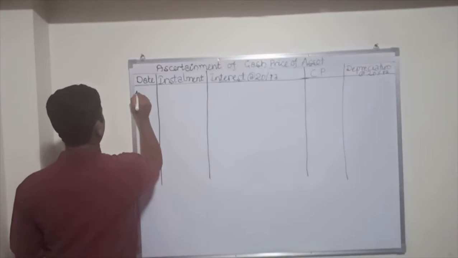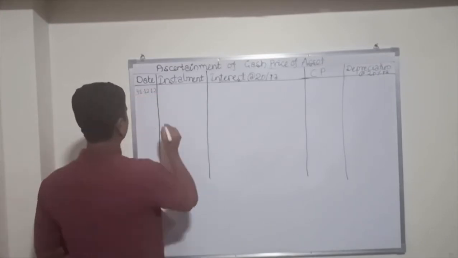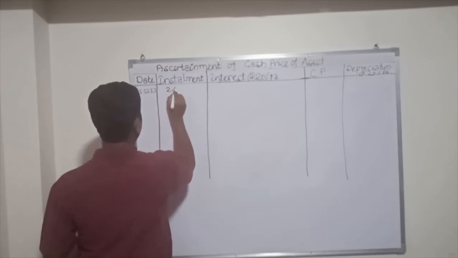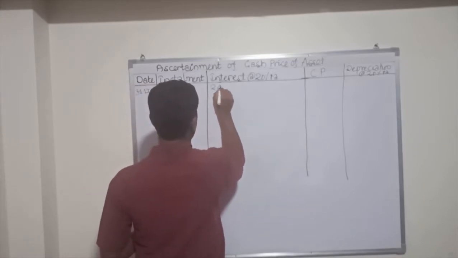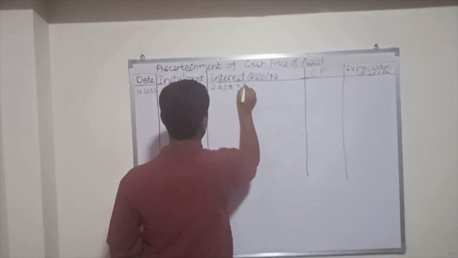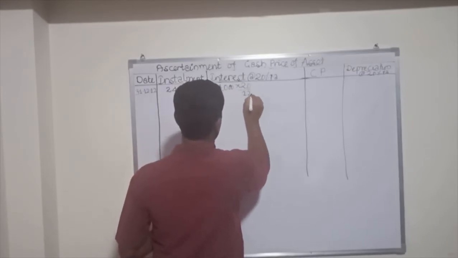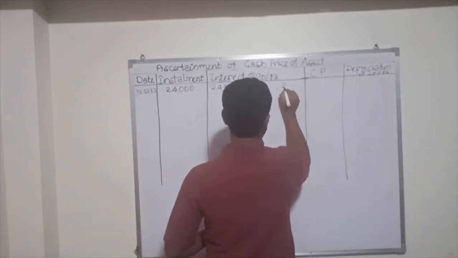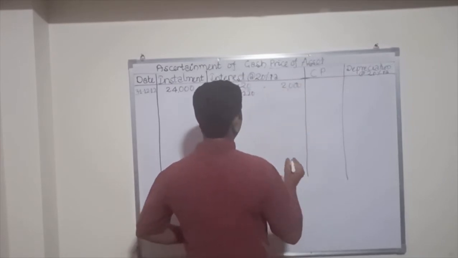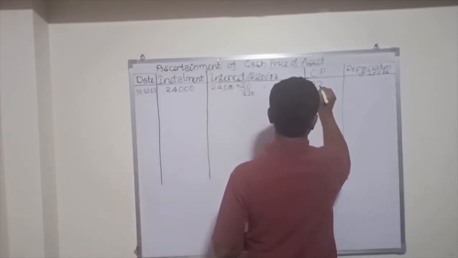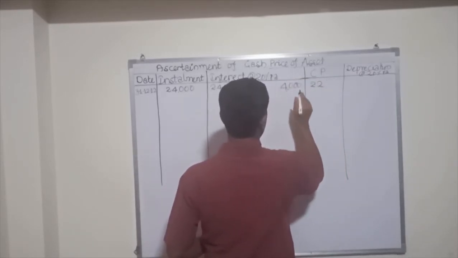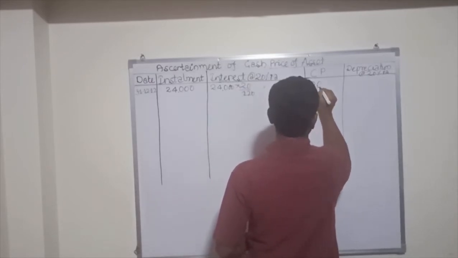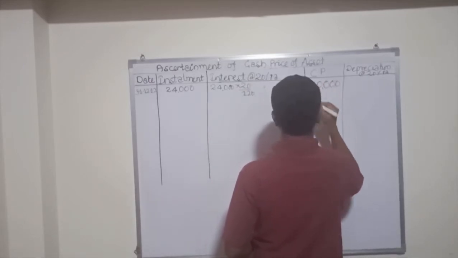So let's start with the last installment, which is due on 31/12/2012. So it is 24,000. So 24,000 into 20 divided by 120, which comes to rupees 4,000. Sorry, 4,000 it is, not 2,000. So this 20,000 is the cash price.